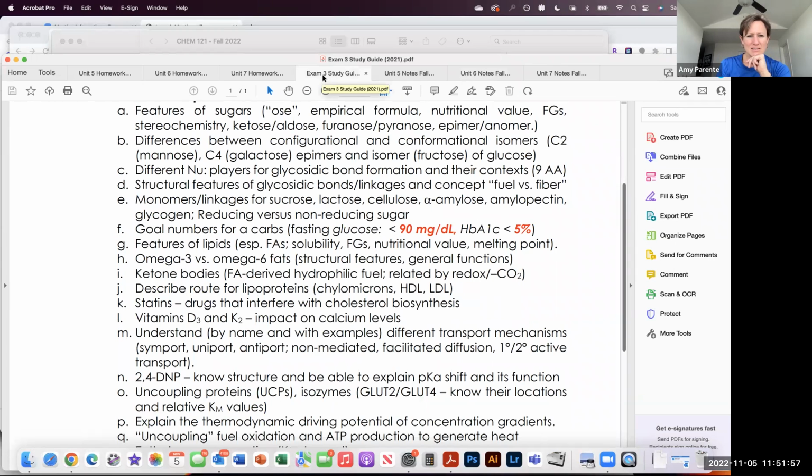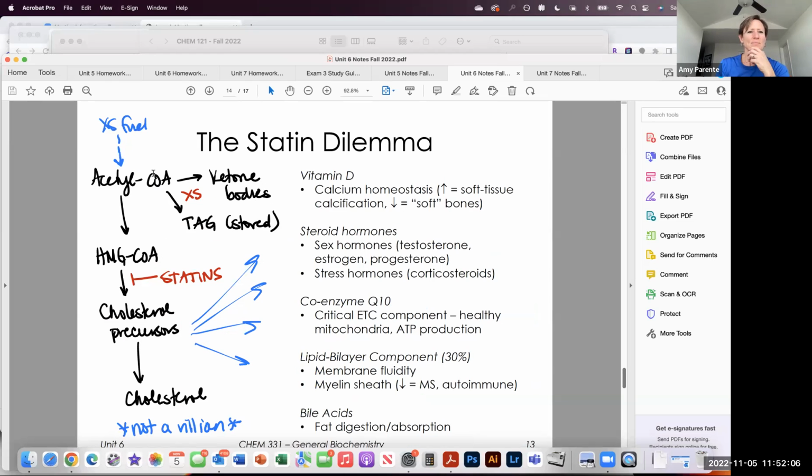Questions on that? So that's that route piece. Statins, we talked about how statins interfere with cholesterol biosynthesis. Okay, so this is this idea that, and here it's on this slide where we talk about ketone bodies are made from acetyl-CoA. So the idea is anytime you have excess fuel, your body's going to make it into acetyl-CoA.